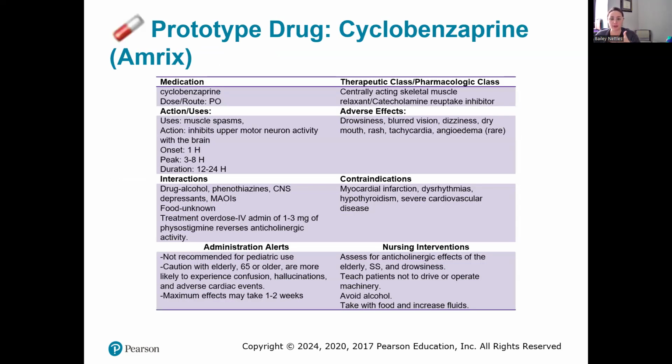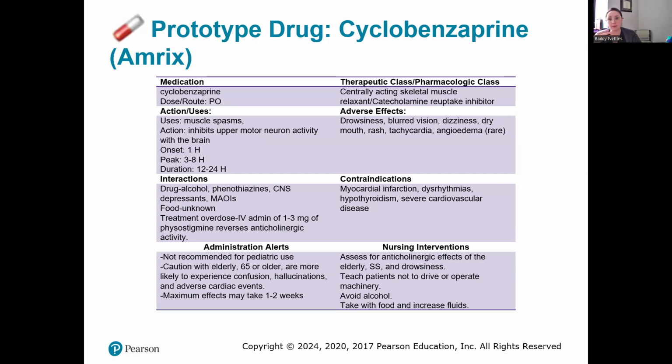Cyclobenzaprine or Flexeril. I've heard Flexeril before, but cyclobenzaprine is a very, very common skeletal muscle relaxant. It's for muscle spasms and inhibits upper motor neuron activity within the brain. The biggest side effect is drowsiness. If I'm inhibiting motor neuron activity in the brain, I'm inhibiting my brain from doing what it's supposed to do at some place, so I can have drowsiness.